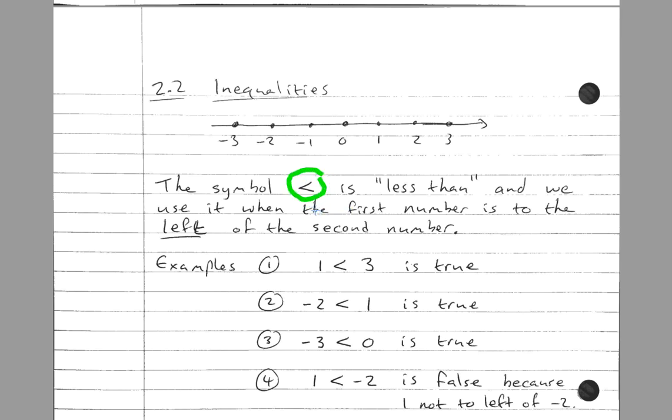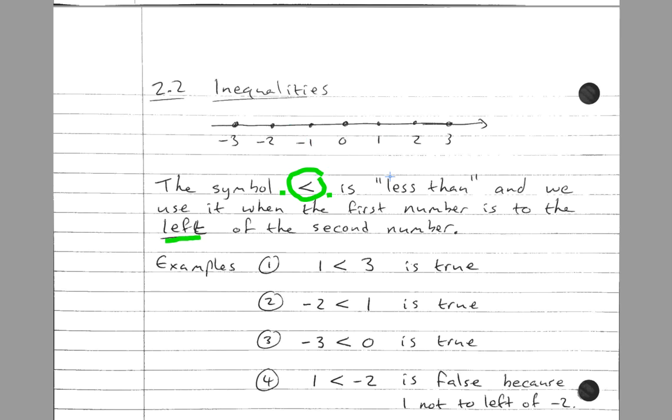This symbol, this is the less than symbol. Okay, so you can see the small end is on the left, it widens out on the right, so we use this symbol when the first number, the number on the left, is less than the number on the right. And what does less than mean? Less than means to the left on the number line.